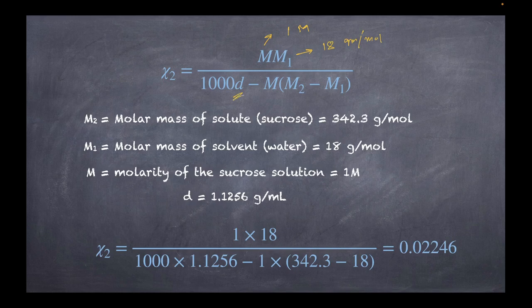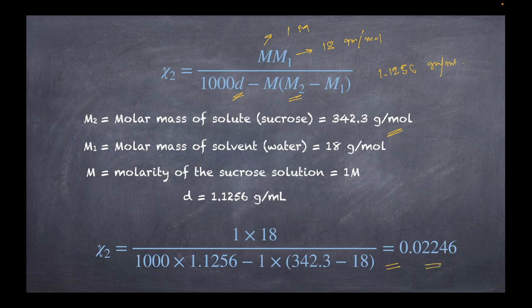D means density of the solution. We know 1.1256 gram per ml. Again M2, the molar mass of the solute, that means sucrose in our case. So M2 is also given, 342.3 gram per mole. So we can put all these values in this expression and get the value of chi2, that means mole fraction of solute present in our solution. So chi2 will be equal to 0.02246.